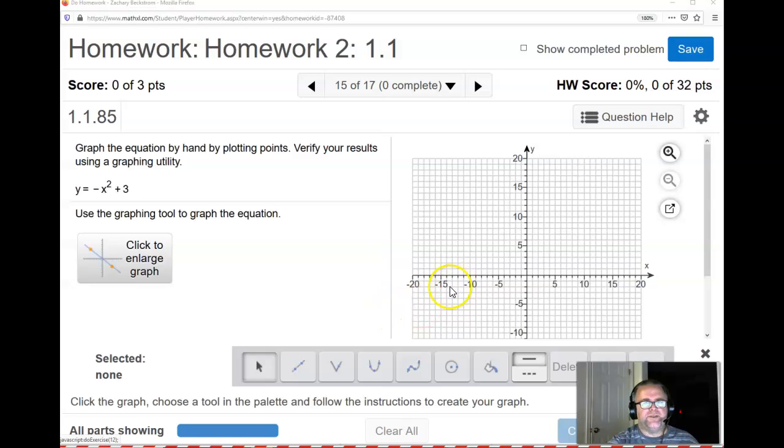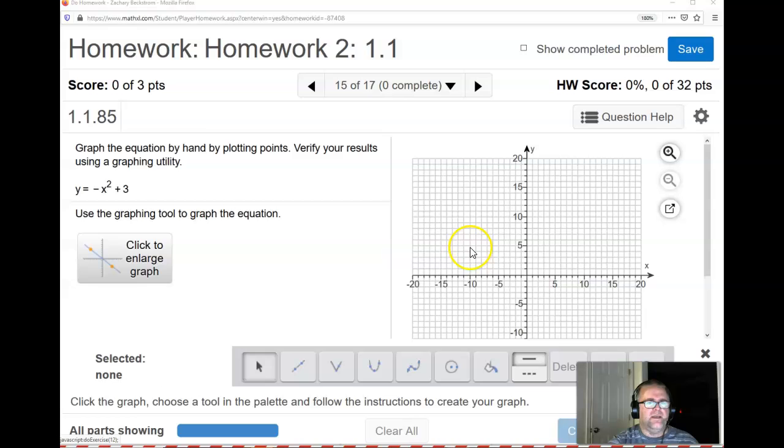Hey, this is Mr. Beckstrom, and I just wanted to go over a problem from section 1.1. The reason I want to go over this is because this is a good example of a problem that uses the graphing utility, and it's important that we know how to use this. It's a little bit tricky at first, so I definitely want to go through kind of a tutorial for how to use that.